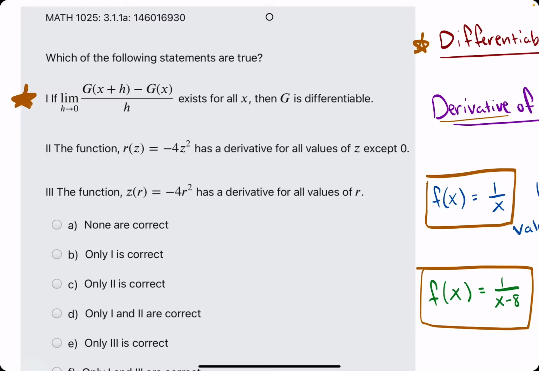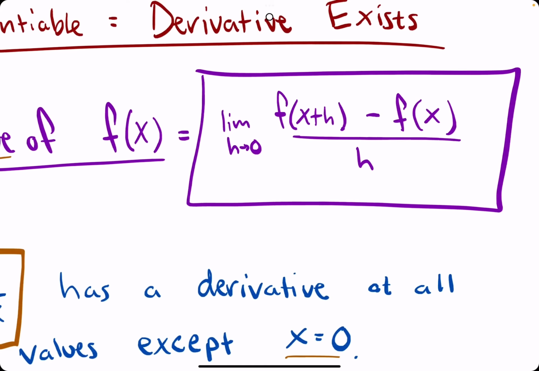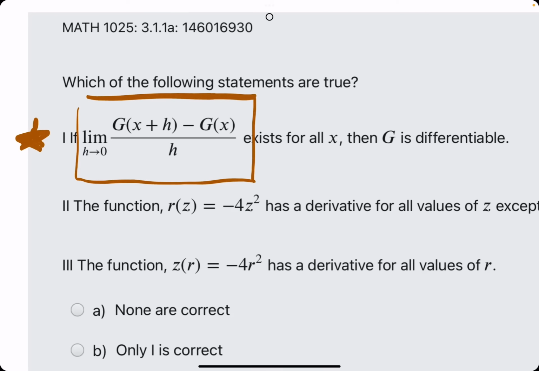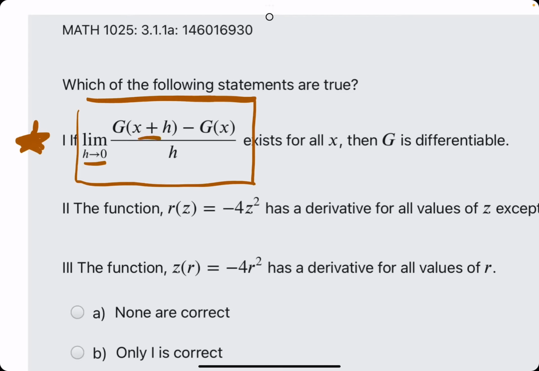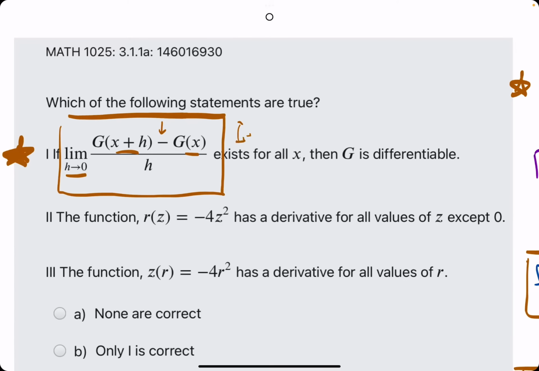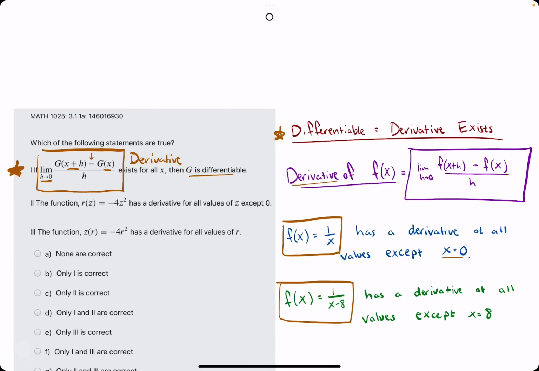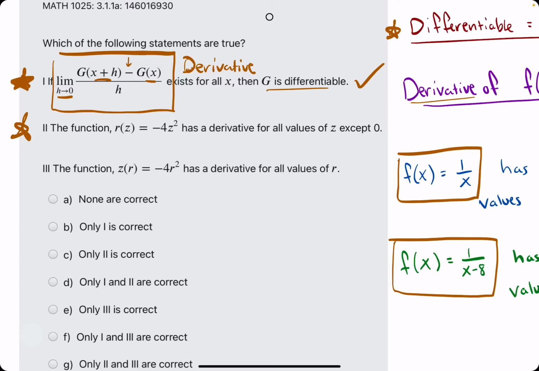If this limit exists for all x, then g is differentiable. This limit matches the limit we see here with the difference quotient spot on. All the important pieces are right. It's h approaching 0, g of x plus h minus g of x all over h. And so this is the derivative of g. So if the derivative exists for all x, then g is differentiable. Well, differentiable means the derivative exists. So they're basically saying if the derivative exists, then the derivative exists. So that's true.